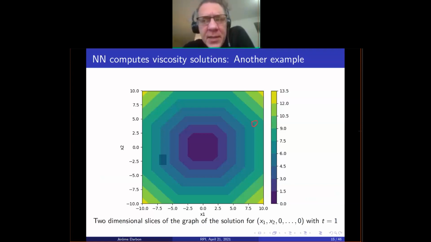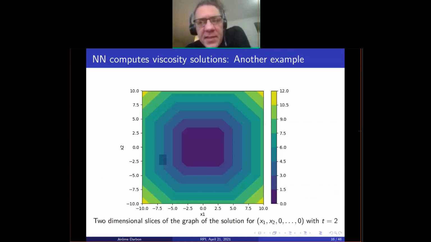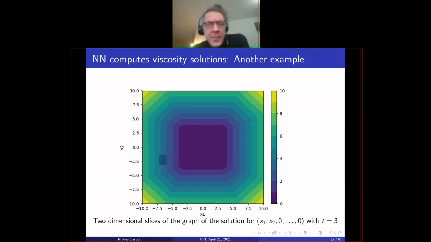And I want to highlight that this is indeed a viscosity solution. The solution is not classical because you see kinks in the level sets. And what we get here is an exact solution using the neural network without error, up to the machine precision that you are using to implement the neural network. You see kinks in the solutions, and the numerical scheme that we propose here exhibits these kinks, as is expected by the theory. And this is the graph of the solution for a different time.